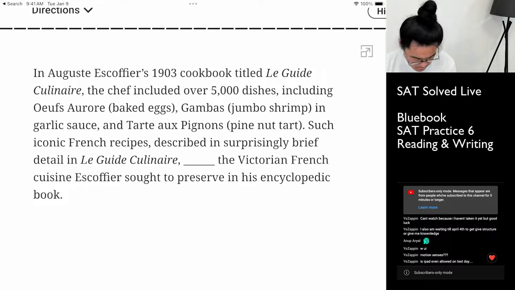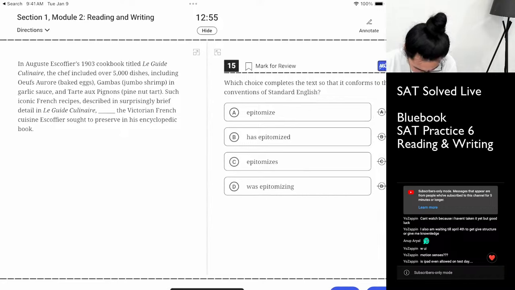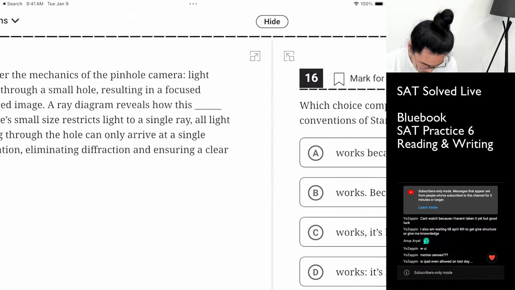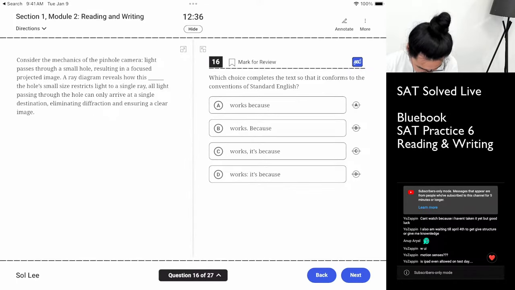Escoffier's Le Guide Culinaire, such recipes epitomize the cuisine. Consider the mechanics of the pinhole camera, resulting in focus. The array diagram reveals how this works. Because this happens, all this other stuff happens.